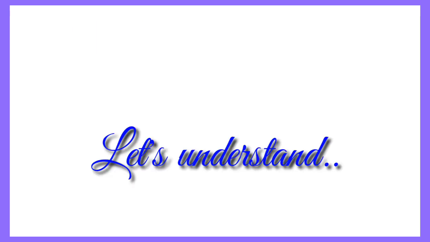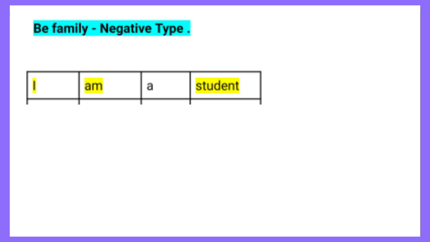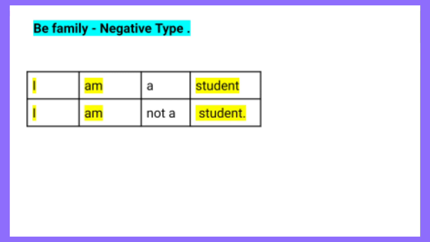My dear children, I think some of you might confuse the question forms and negative forms. Am I right? So we are going to discuss them a little bit deeply. Be family, negative type. See the sentence. I am a student. This is a normal sentence. So how can we make it a negative form? We just need to add not, right? Yes, it will be I am not a student.